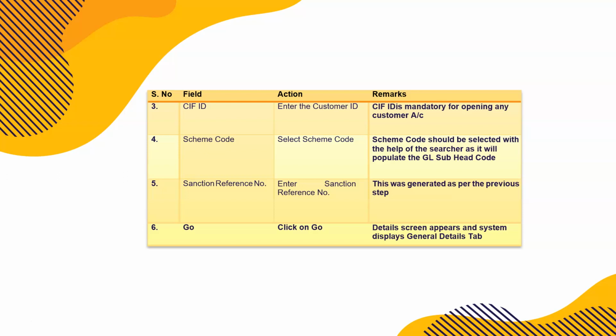So if there is a reference number, there is a menu command CBRSC wherein you can generate this sanction reference number.